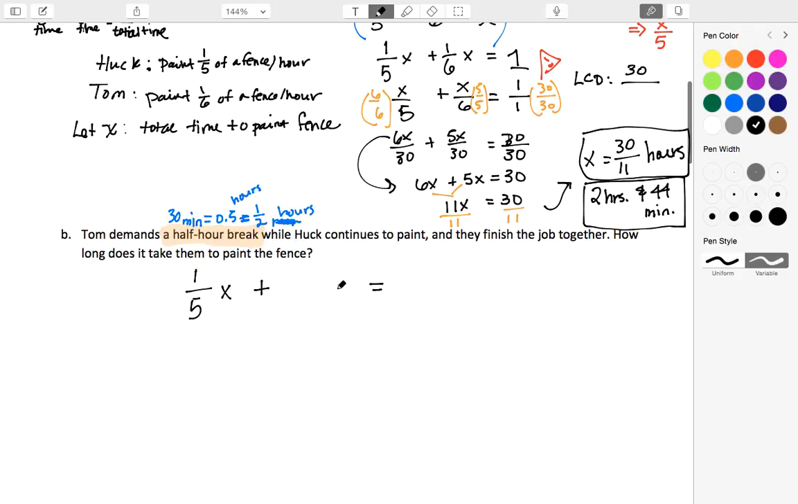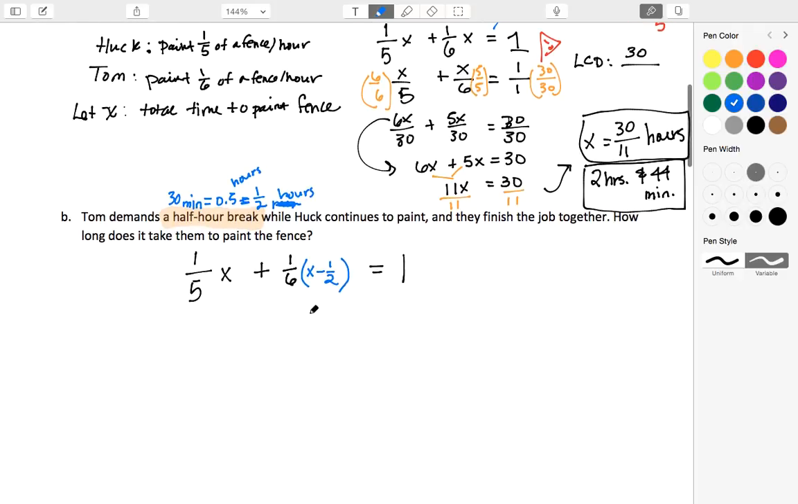With Tom's rate with his break, that is equal to 1. Okay, this is like the key thing. So we know that Tom can paint, his rate is, he can paint 1/6 of a fence per hour. So it's 1/6, right? But the key thing here is that he took that half-hour break. So what we have to do is show that break in our equation, and that's going to be represented with x minus 1/2, okay?